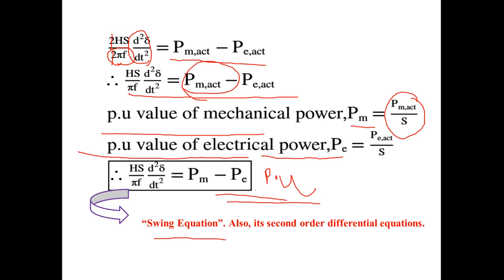In this video we saw the basics of stability analysis, different classifications of stability analysis, and how to derive the dynamics of the synchronous rotor. From this we have derived the swing equation in order to find the per unit value of both mechanical and electrical power. Thank you.